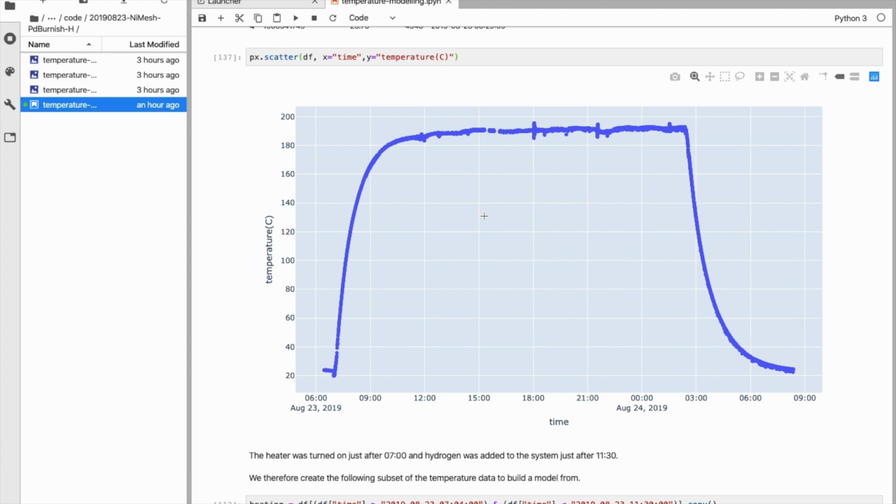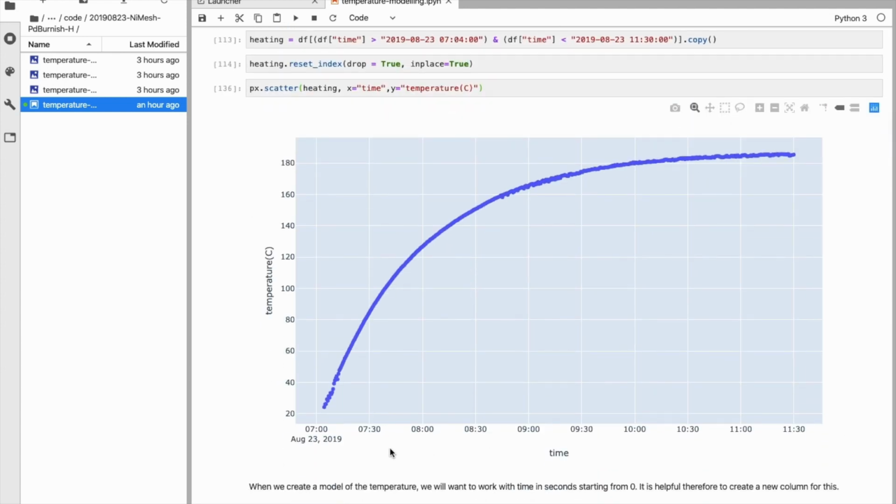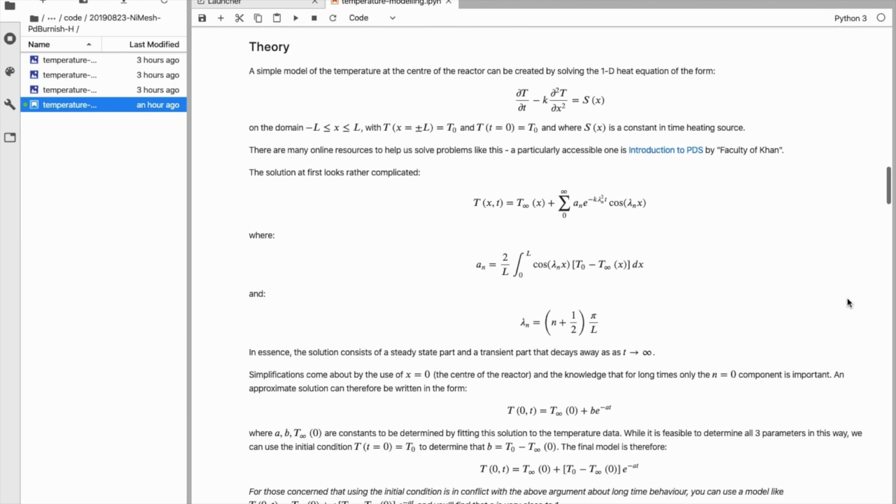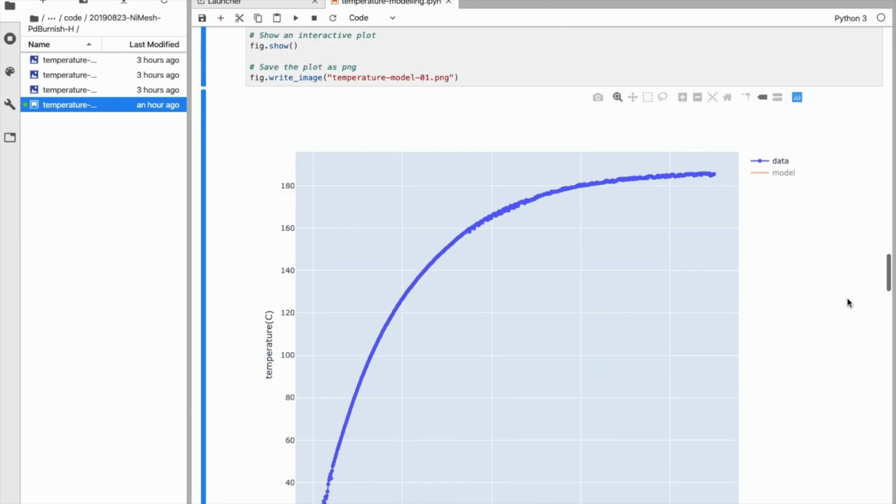To understand what that temperature is, we need to look at this heating region first. So let's zoom in on that. So here we are, 7 to 11:30. I can now fit a curve to this data, so build a model. And let's do that. I'll spare you the details.